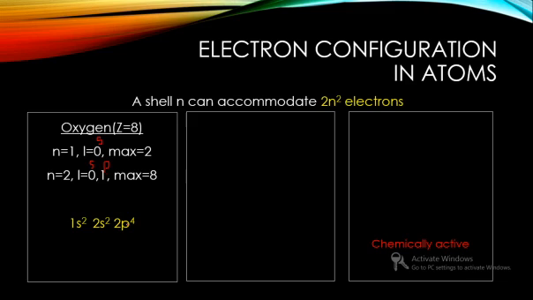So 2p. How many electrons are remaining? 4 have already been mentioned, so you have 4 more to be mentioned. So it is 2p4. Is it complete? In the second orbit, 4 plus 2, 6 electrons have been accommodated. Is it complete? No. It has a possibility of accommodating 8 electrons. So because of the incompleteness, oxygen will be chemically active.